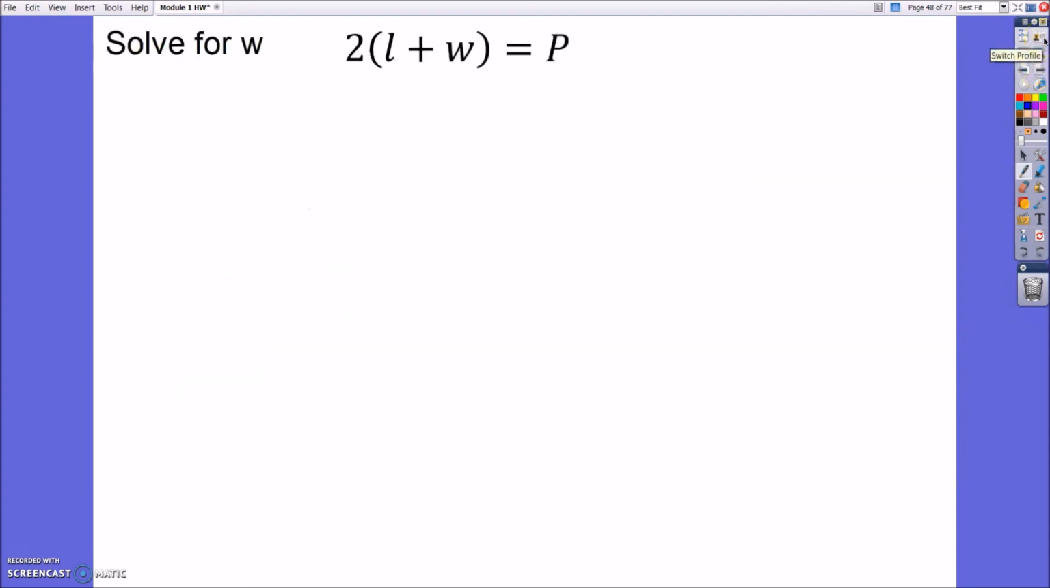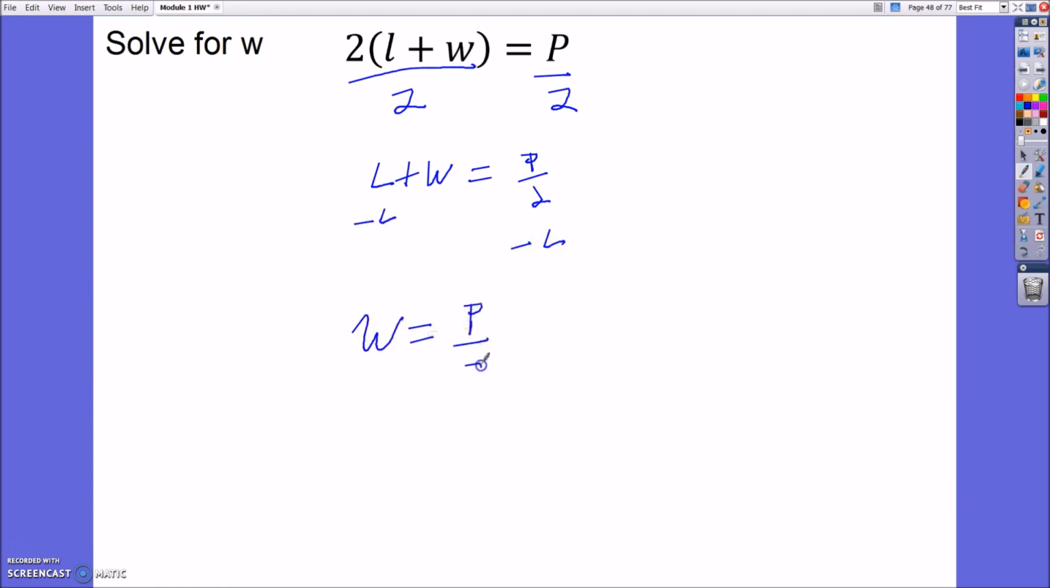All right, so now we're going to solve for W. You have a few word problems, and I'm not going to go over the whole process, but I do want to help you get the variable by itself if you're stuck. We're trying to get W by itself, so we're going to divide both sides by 2. This will give me L plus W is equal to P over 2. And then to get W by itself, we're going to subtract L from both sides. So this will be W is equal to P divided by 2, minus L. And that's how you get W by itself.